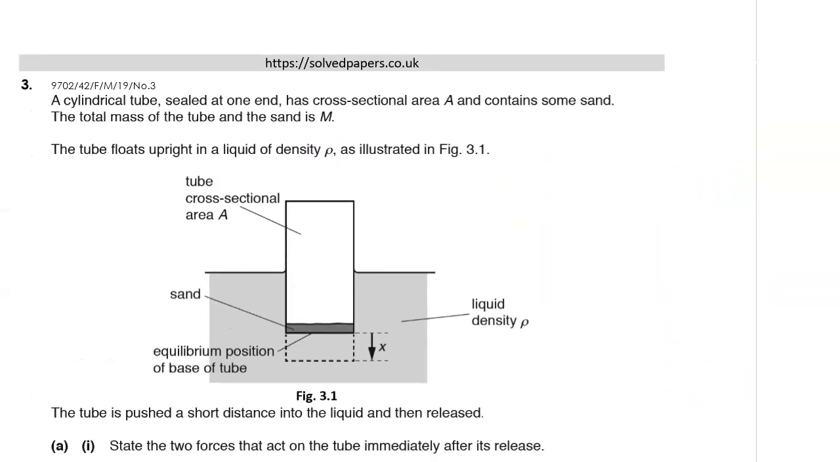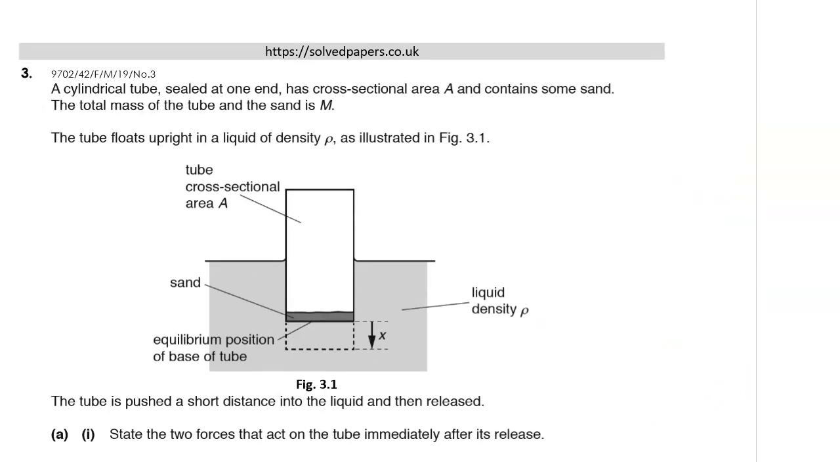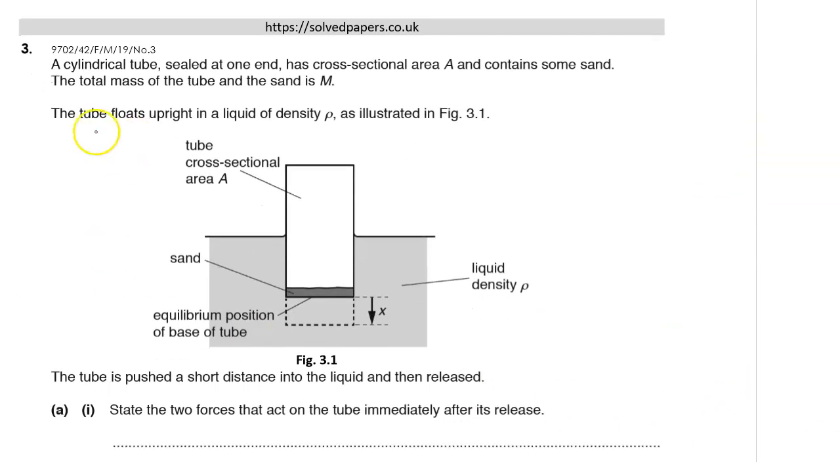Let's go to question number 3. This was set on paper 4.2. A cylindrical tube sealed at one end has cross-sectional area A and contains some sand. The total mass of the tube and the sand is M. The tube floats upright in a liquid of density ρ, illustrated in Fig 3.1. The tube is pushed a short distance into the liquid and then released.